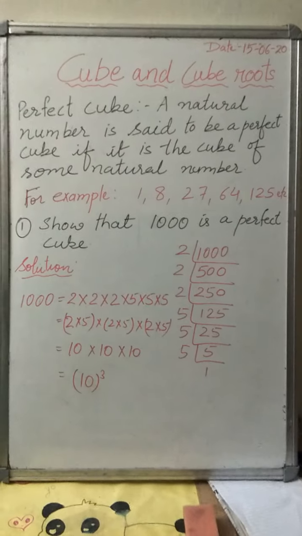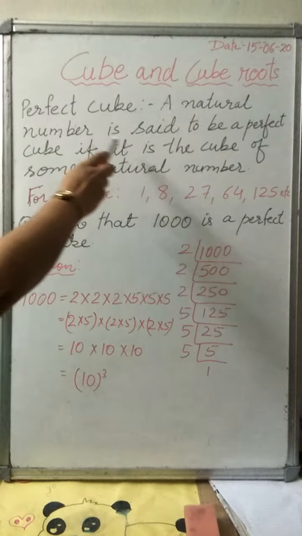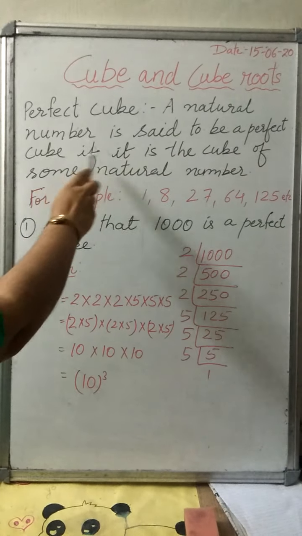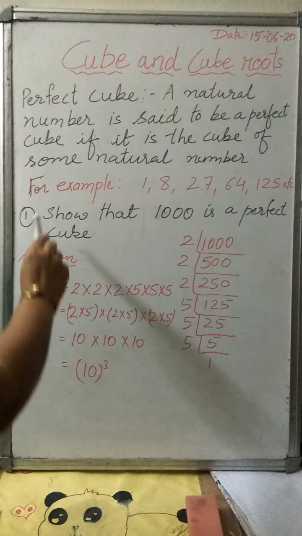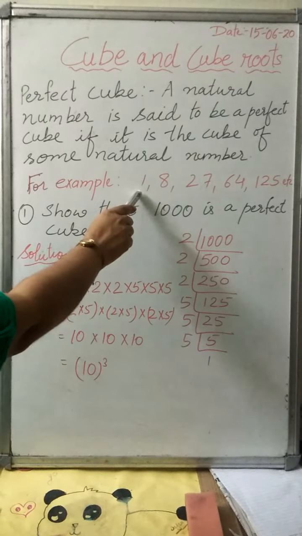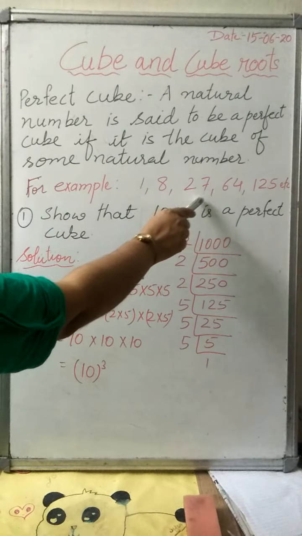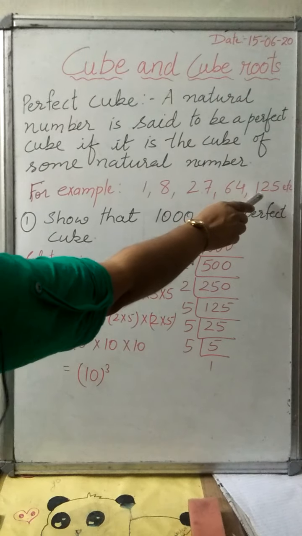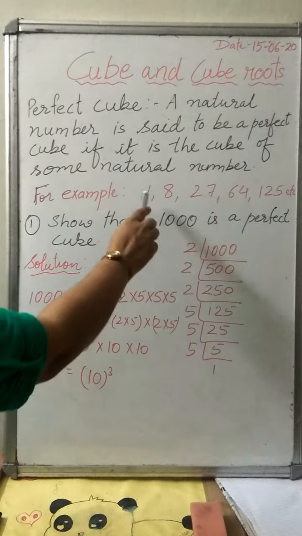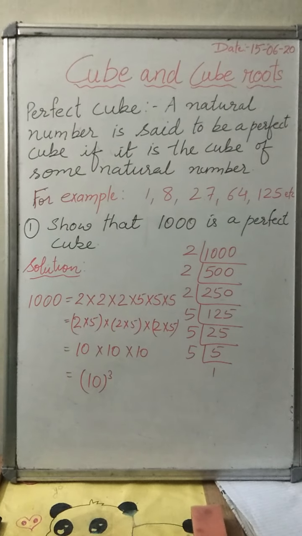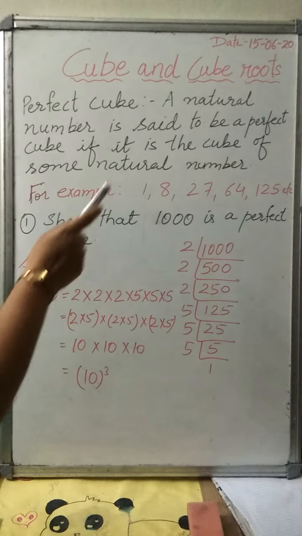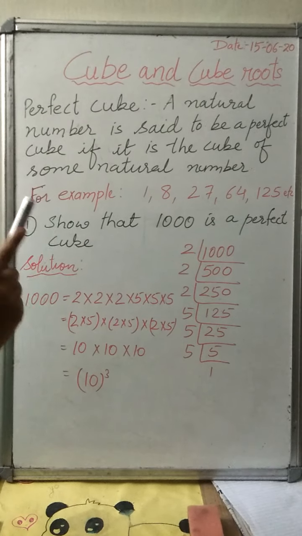Perfect cube. A natural number is said to be a perfect cube if it is the cube of some natural number. For example, 1, 8, 27, 64, 125, etc. These numbers are perfect cubes. Why are they perfect cubes? Because they are the cubes of natural numbers.